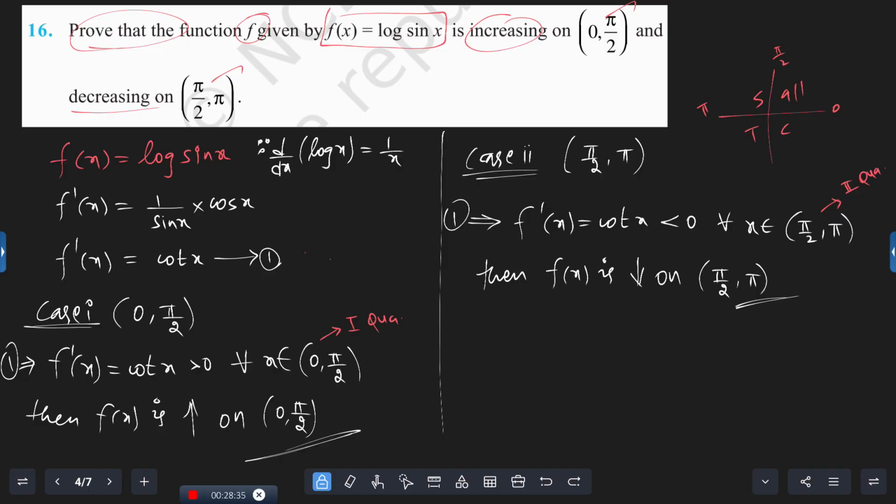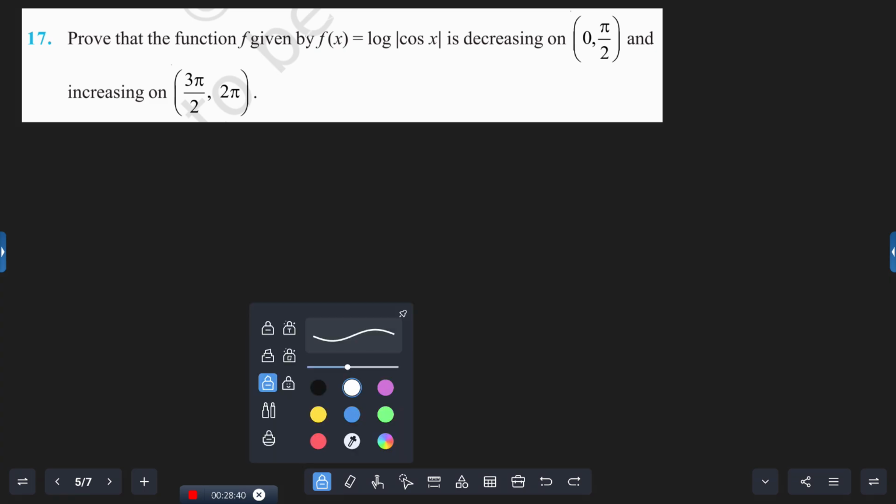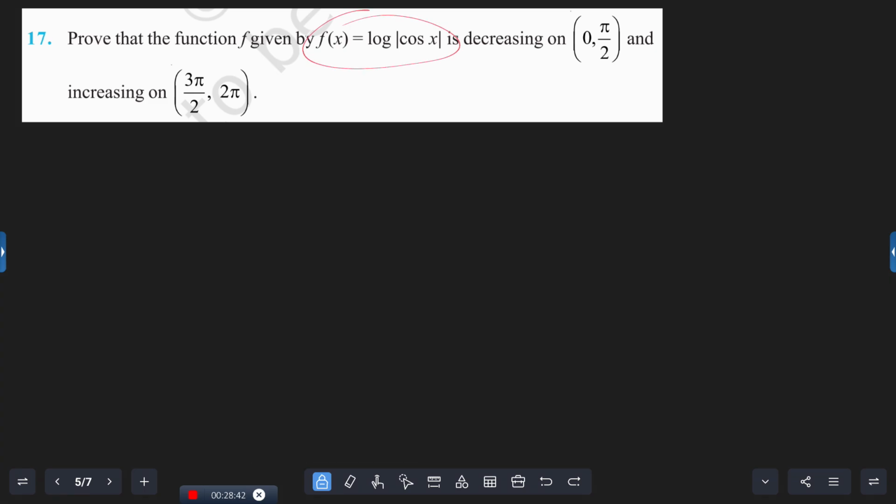Next question will go. Next, same children, same model. See here, log modulus cos x is given.